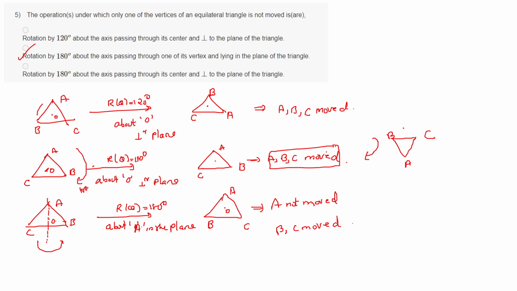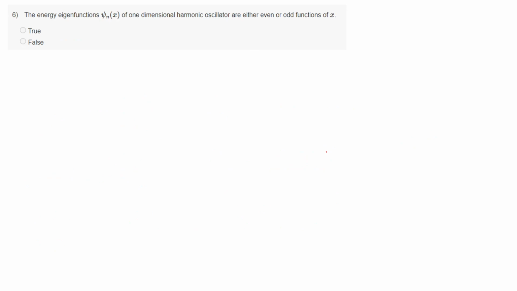Now let us move to the next problem. The energy eigenfunctions psi n of x of a one-dimensional harmonic oscillator are either even or odd functions of x. So first let us discuss the one-dimensional harmonic oscillator, the potential energy, and the Schrodinger equation.